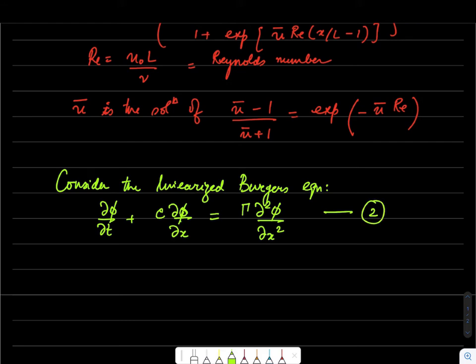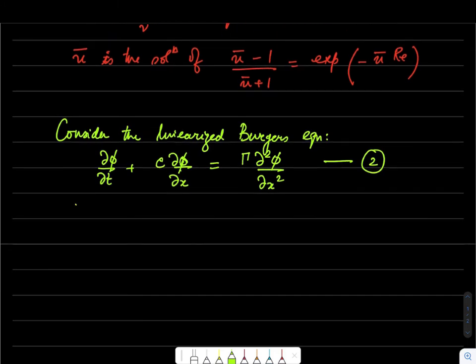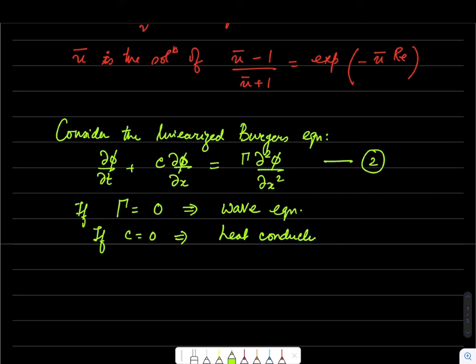Now I'm saying this is linearized because in this case this velocity c is a constant. Also note that if gamma was 0, we basically recover the wave equation, for which we have already looked at some schemes in the past. And if c was 0, we will actually get the heat conduction equation. So we've already covered these two aspects. Now the reason for choosing this Burger's equation will become very clear.